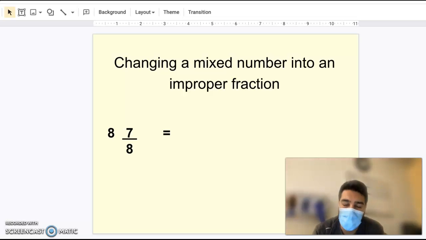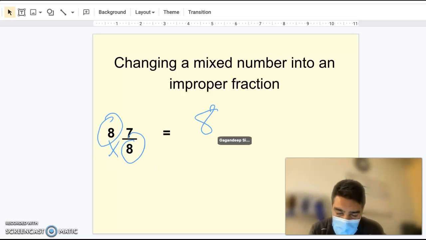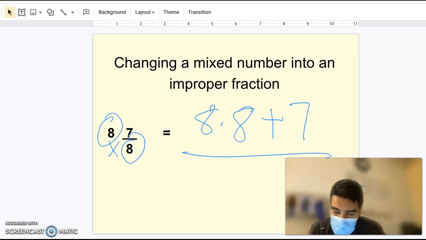Okay, here we go. 8 7/8. Now, just because you see slightly larger numbers doesn't mean you need to freak out or anything. Just stay with what works, which is I'm going to take that denominator, multiply it by the whole number, and then I will add that numerator to it. And we know that's not going to change.